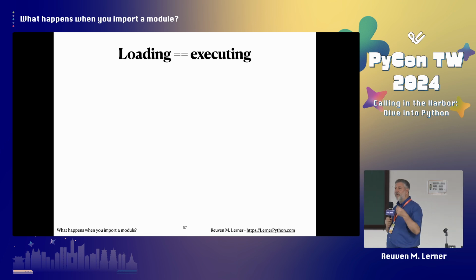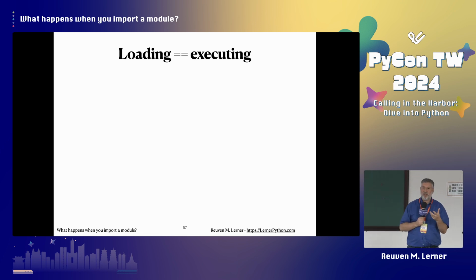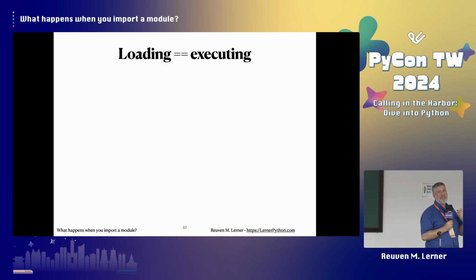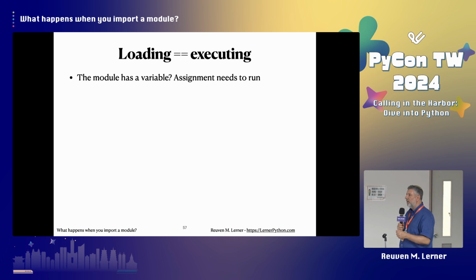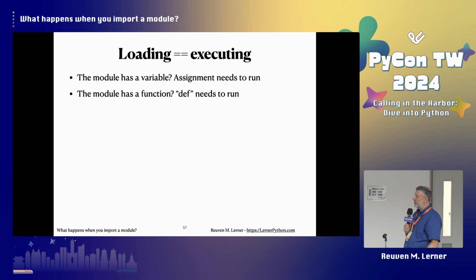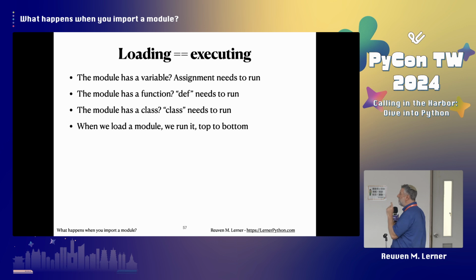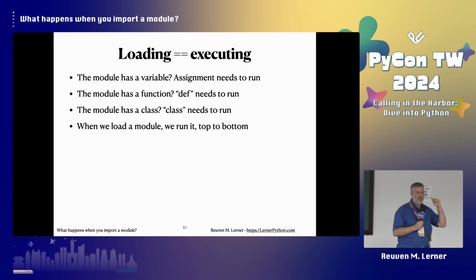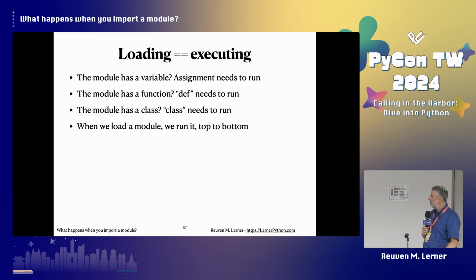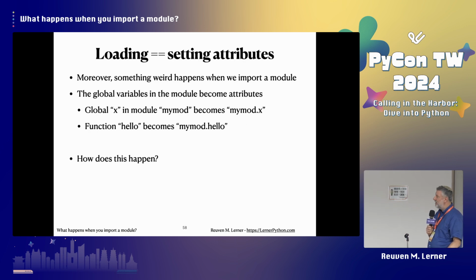Usually you think, I've imported a module, okay, I get its definitions. But in Python, we don't have this separate definition stage. In Python, if the module has a variable, then the assignment needs to run in order for the variable to exist. And the variable has to exist before we can import it. If there's a function, the def needs to run. If there's a class, then class needs to run. And so when we import a module, when we load a module, we run it top to bottom. Every single line there runs. How's that going to happen? The answer is exec.